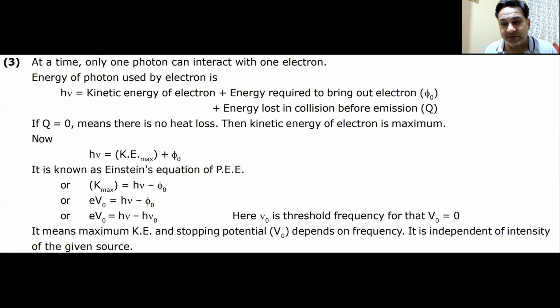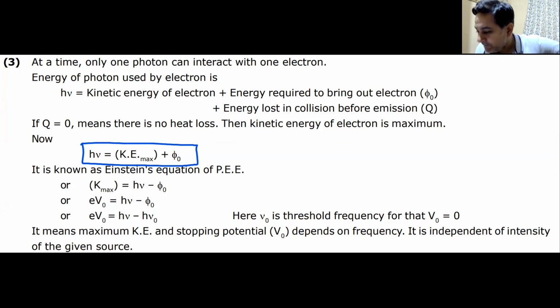This is known as Einstein's equation. Have you seen this Einstein's equation? You will be pretty surprised to know that Sir Albert Einstein got a Nobel Prize in physics. For what did he get the Nobel Prize?